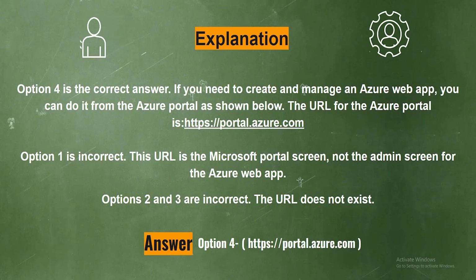Explanation. Option 4 is the correct answer. If you need to create and manage an Azure web app, you can do it from the Azure portal as shown below. The URL for the Azure portal is portal.azure.com. Option 1 is incorrect. This URL is the Microsoft portal screen, not the admin screen for the Azure web app. Option 2 and 3 are incorrect. The URL does not exist.